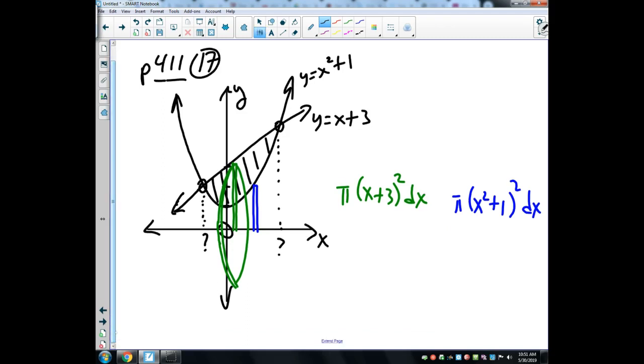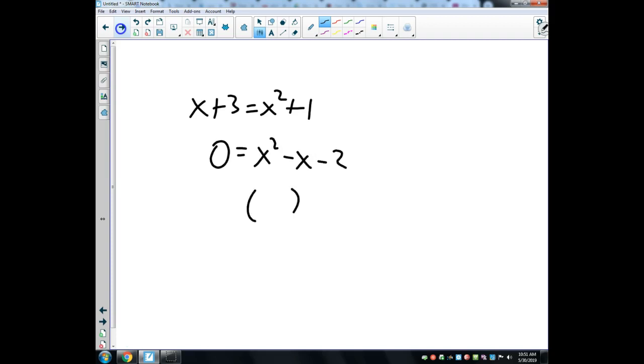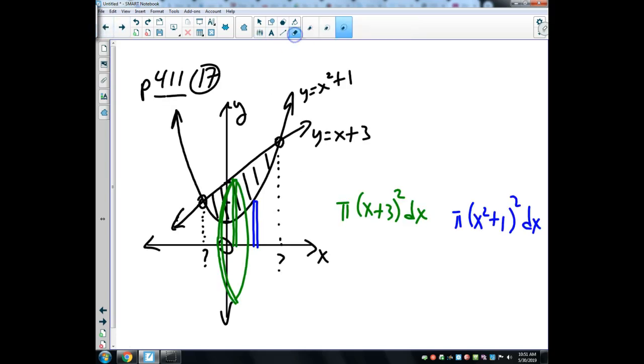So let's do that over here. When does x plus 3 equal x squared plus 1? Well, let's set this equal to 0 and factor if we can, or use the quadratic formula if we can't. Two nice easy integers that multiply out to -2 and add up to positive 1. Negative 1, there it is. So x equals 2 or x equals -1. Okay, good. So I know what this x value is over here. It's -1. And this one over here is positive 2.